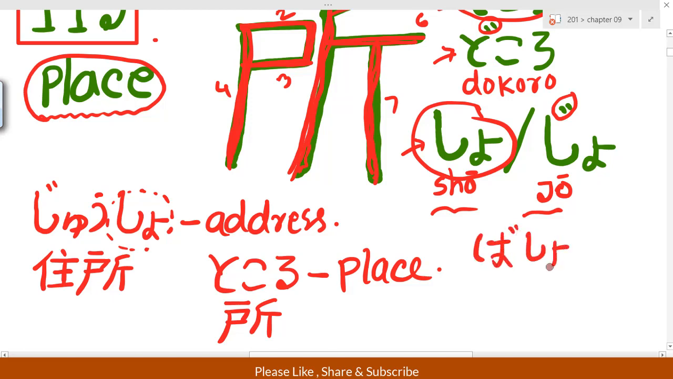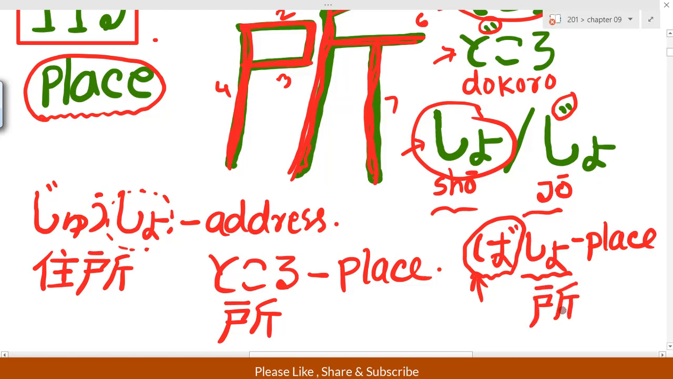Basho means place. So basho means place. The ba has another kanji, but sho is this kanji. So sho, basho, basho is place, but ba has a different kanji. So basho, place.